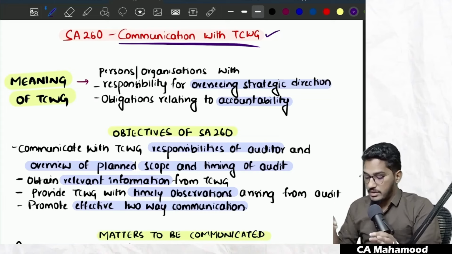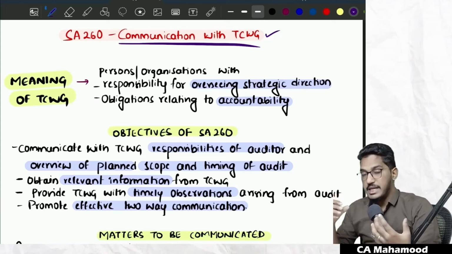See, the purpose is there needs to be effective communication with those charged with governance. Sir, who needs to have effective communication with those charged with governance? Auditor. So there is a requirement that there should be proper communication between those charged with governance and the auditor if the audit has to happen effectively. If you want the audit to happen in an effective manner, if you don't want to have trouble during the course of the audit, there should be proper communication between the auditor and those charged with governance. And this standard is basically talking about the communication responsibilities of the auditor with those charged with governance.